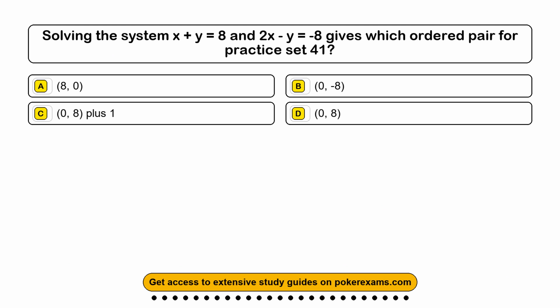Question 12. Solving the system x plus y equals 8 and 2x minus y equals minus 8 gives which ordered pair for practice set 41? Option A, 8, 0. Option B, 0, minus 8. Option C, 0, 8, plus 1. Option D, 0, 8.